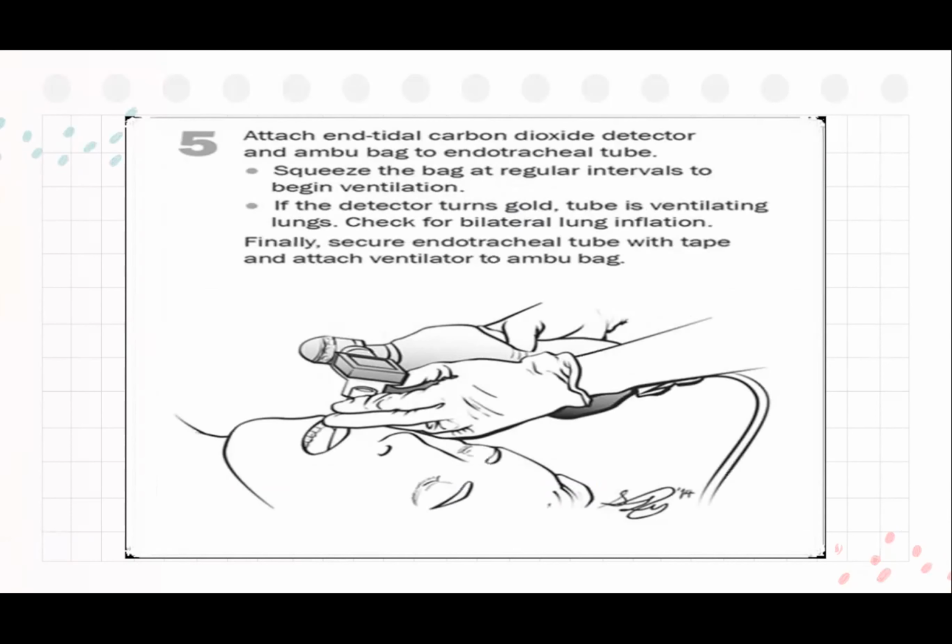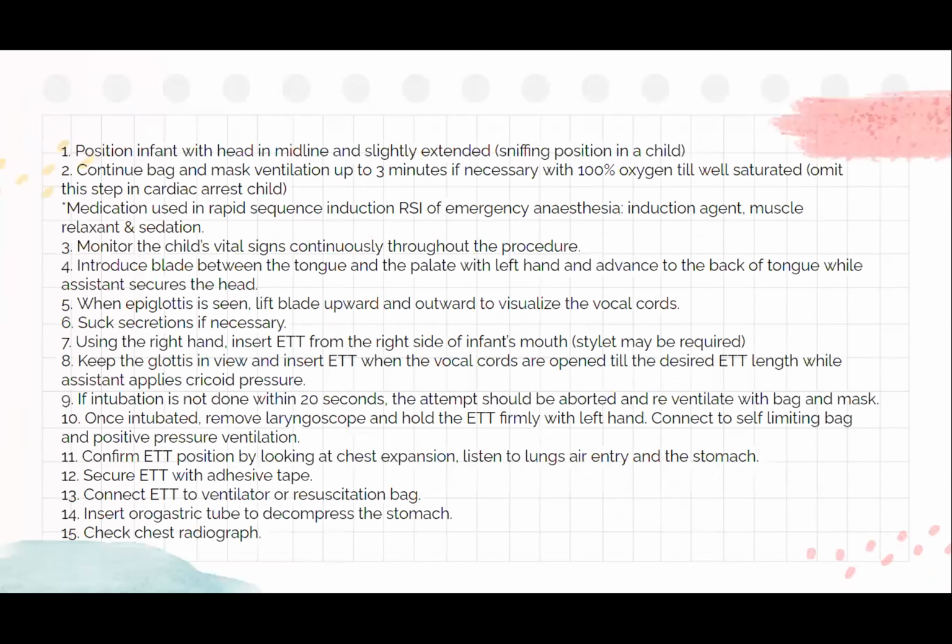If the detector turns gold, it means that the tube is ventilating the lungs, which means it's good. And then you have to check for bilateral lung inflation. Check if chest rise is present, so you know that you're doing the procedure correctly. So finally, you can secure the ET tube with tape and attach the ventilator to the bag. Additionally, from a PITS protocol that I found, the last step is to confirm the placement of the ET tube: you can do a chest X-ray. And another one, look for chest expansion.